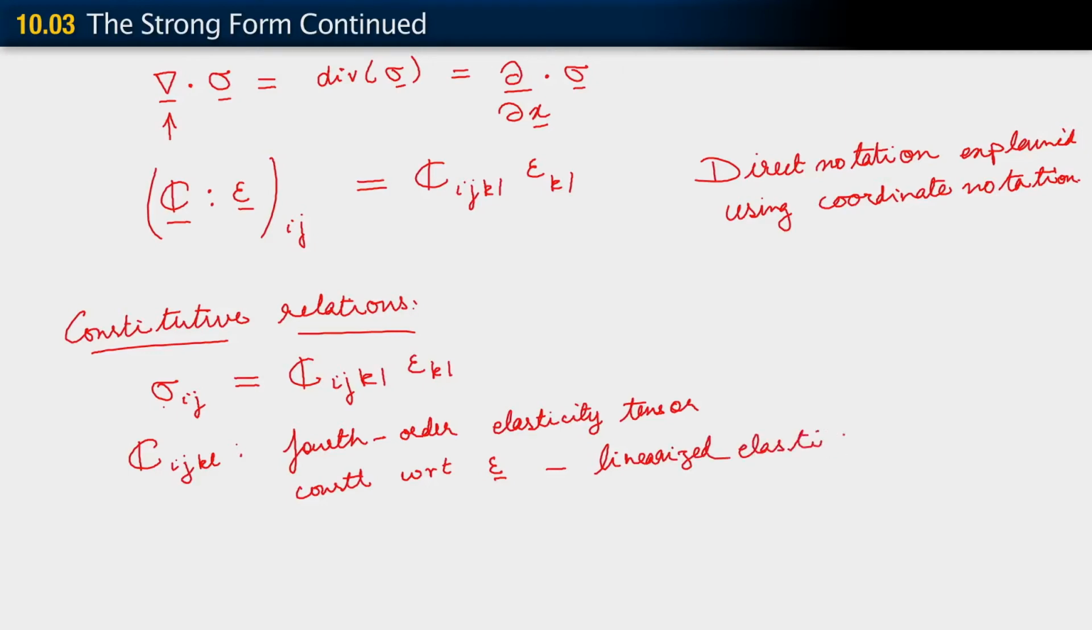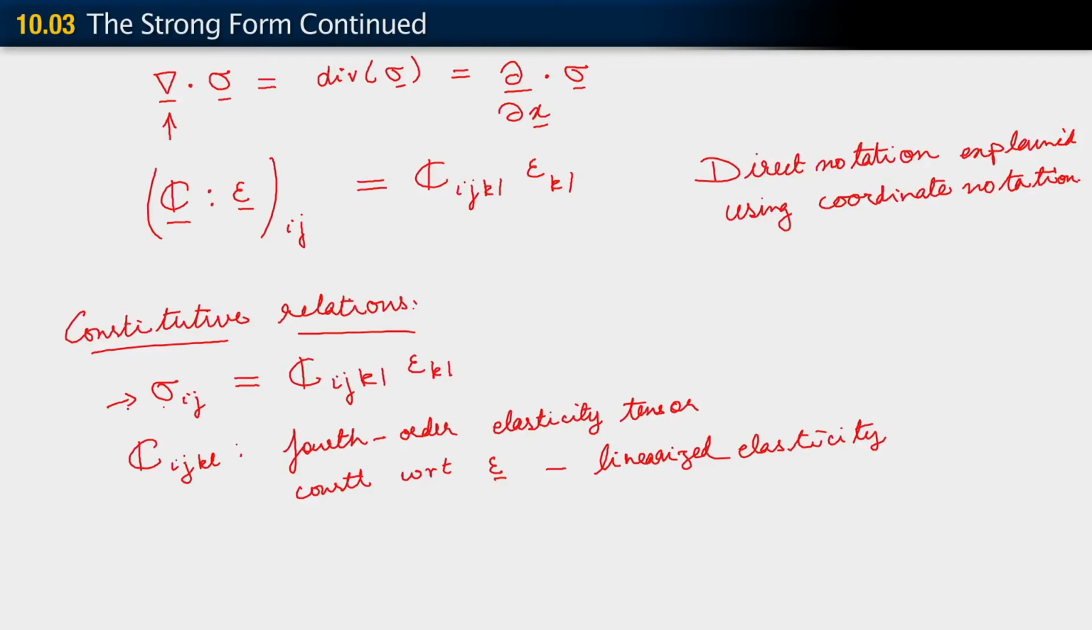In the context of linearized elasticity, this is what we get. Essentially what that means is that the relation between sigma and epsilon is a linear one. The relation in this equation is a linear one when we have linearized elasticity, and that is translated by the fact that C is a constant with respect to epsilon.